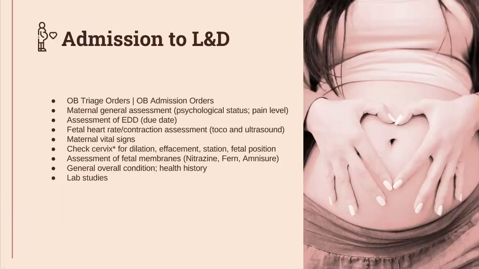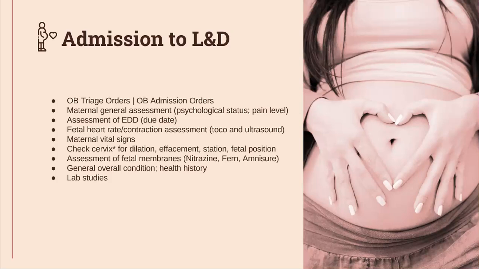So if you are the admission nurse, you're going to have OB triage orders and then OB admission orders most of the time. You're going to do a general assessment on your patient for psychological status or pain level, your general hospital assessment like you normally would. You'll assess the due date. That's very important because it's very important to know, am I expecting a baby that's 39 weeks, a full-term baby, or is this woman having contractions and dilating and effacement, and she's only 26 weeks pregnant.